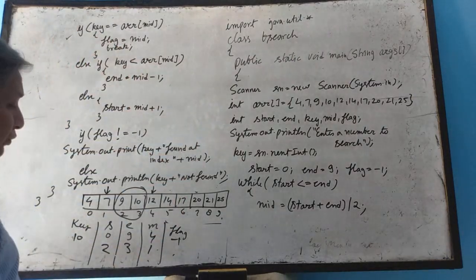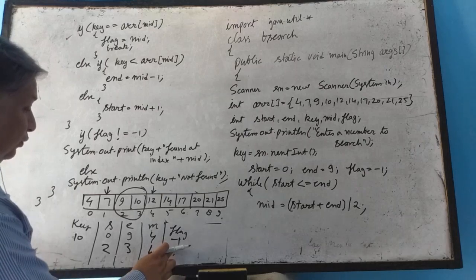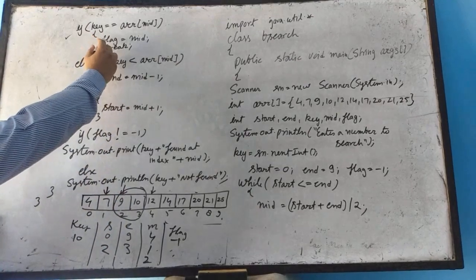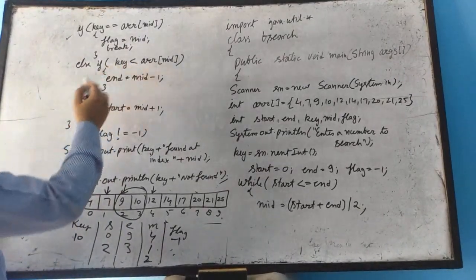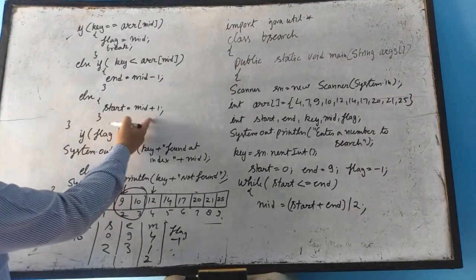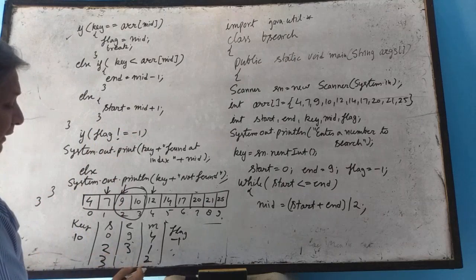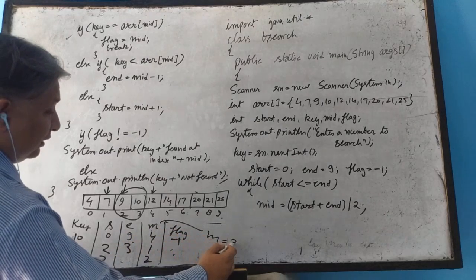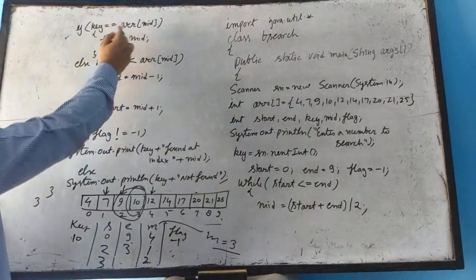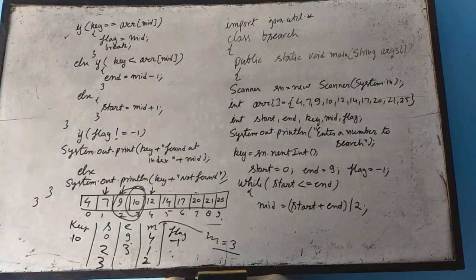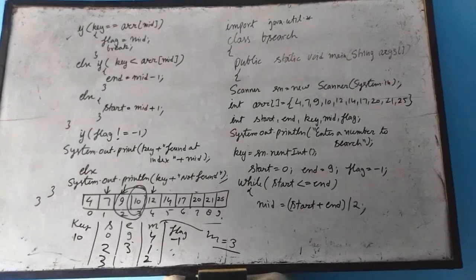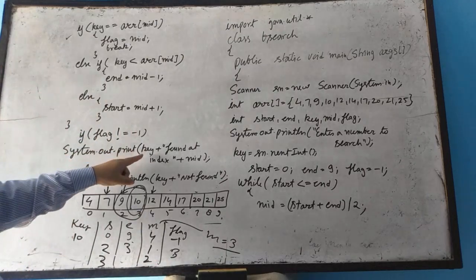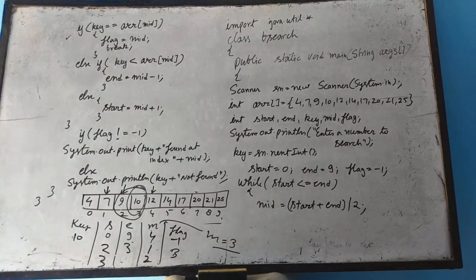Another mid is calculated, that is 2 plus 3 divided by 2, index number 2. Index number 2, 9 is present. 10 is equal to 9, no. 10 is less than 9, no. So start will again increment, start will become 3. 3 plus 3 divided by 2. The new value of mid equal to 3 now. And at this place you can see the number is present. So this way after coming out of the loop, the value of flag is 3. It displays 3 is not equal to -1 true. 10 found at index 3.